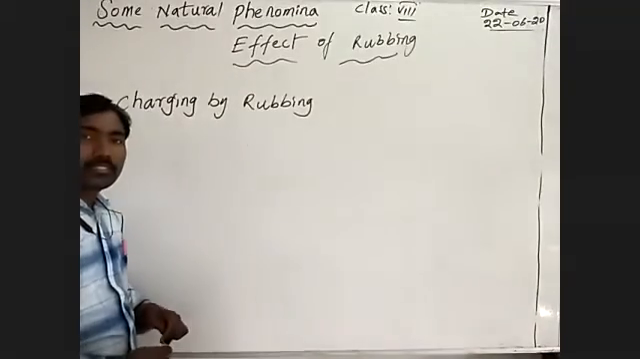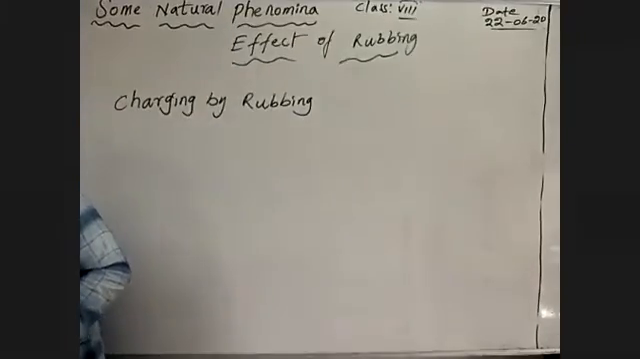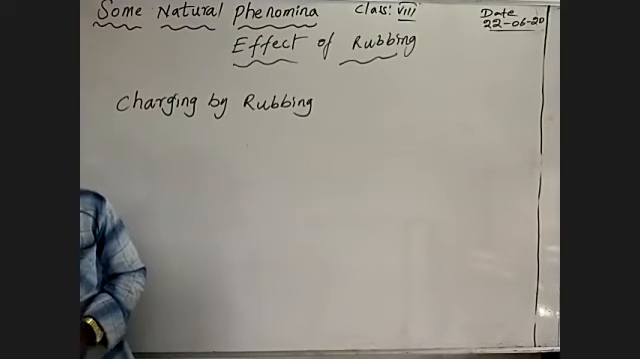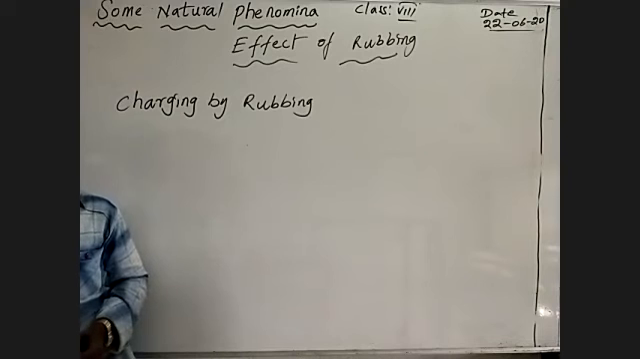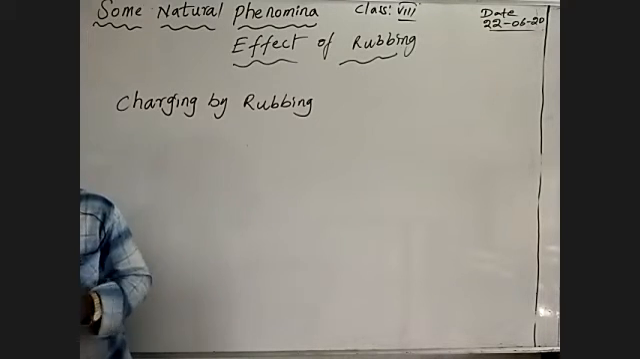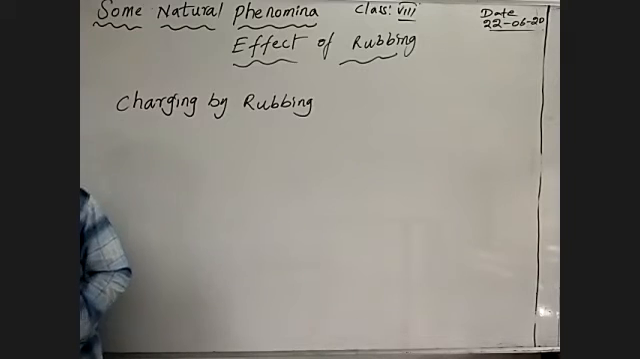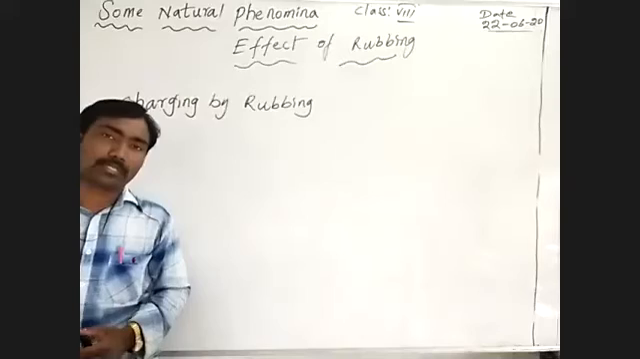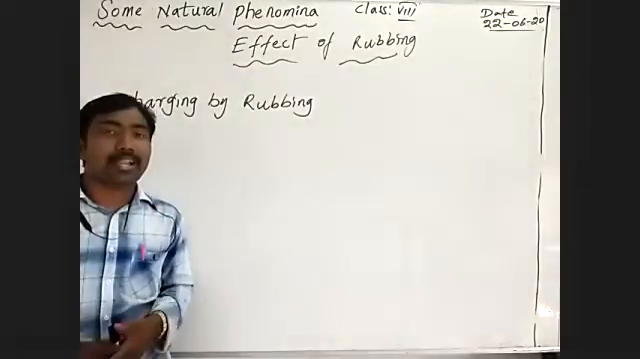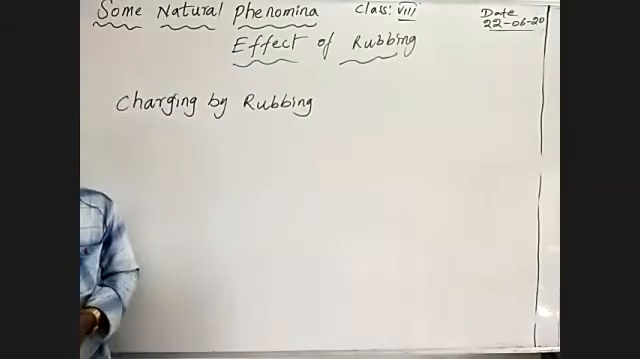After rubbing for some interval of time, bring that rubbed plastic scale near the tiny pieces of paper. What may we observe? Can you answer that? What may we observe by bringing it near the tiny pieces of paper? We may observe that the tiny pieces of paper will be attracted by the plastic scale.